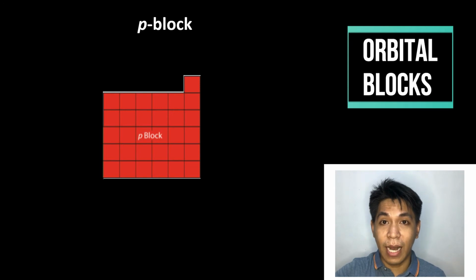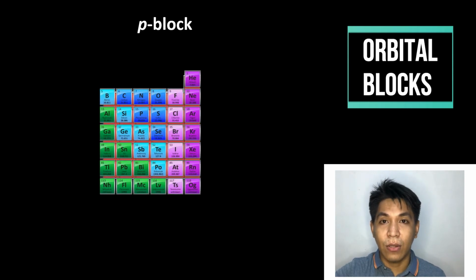So the elements here have the p orbital as the last orbital in their electron configurations. So the p block has the following set of elements. Now, just for the record, if you want to know the names of each column, it goes like this. The column under boron is called the boron family. The column where carbon is located is called the carbon family. Then the next one, yes, you're right, it's the nitrogen family.